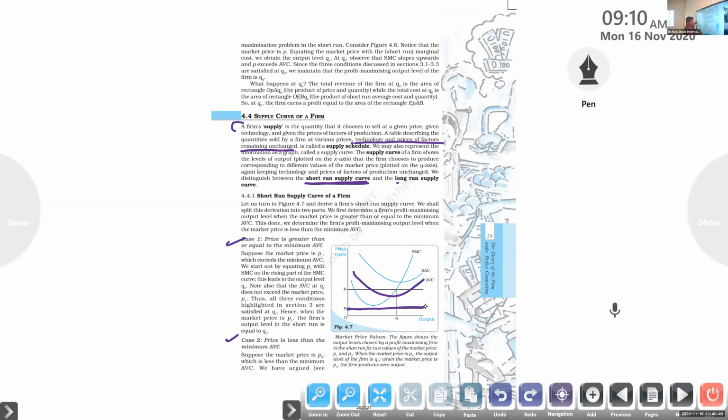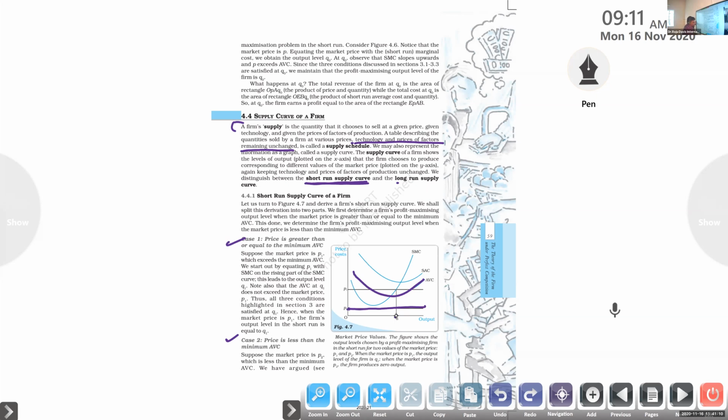At this level of price, the firm is able to produce Q1 quantity, but will they produce or not? They will never produce, right? Why? It will create a loss for them. So suppose the market price is P2, which is less than the minimum AVC.